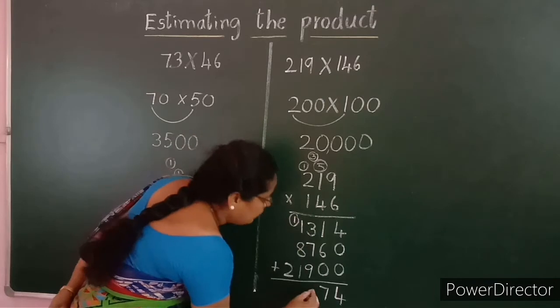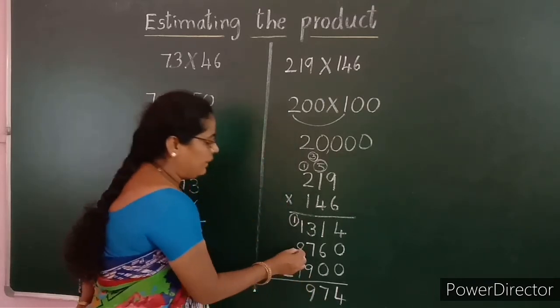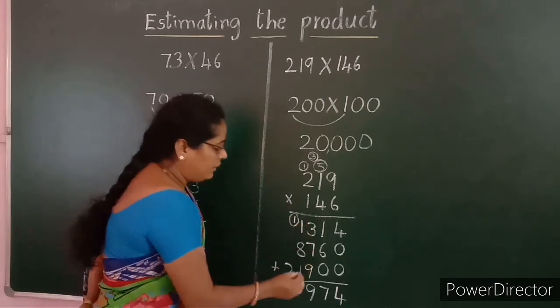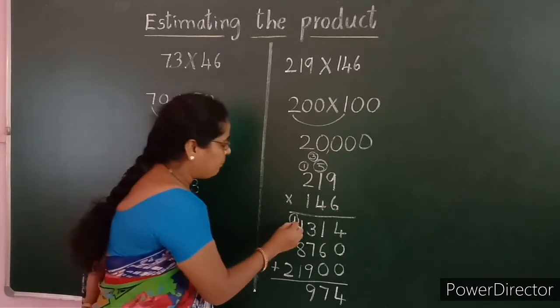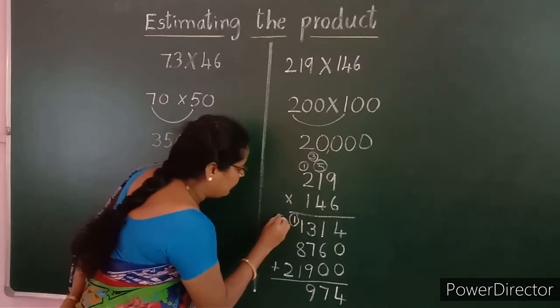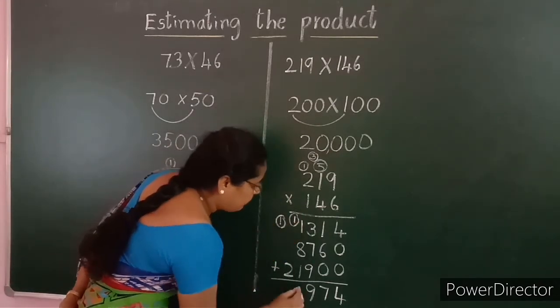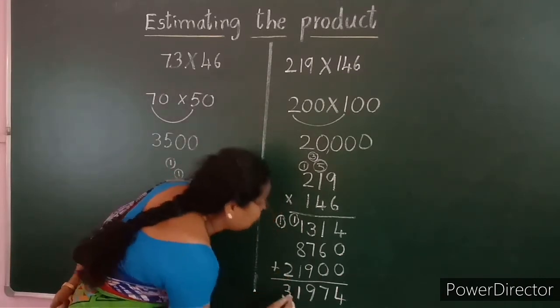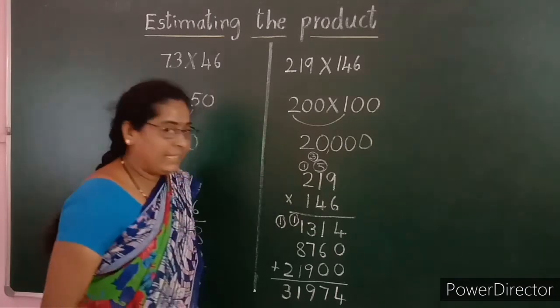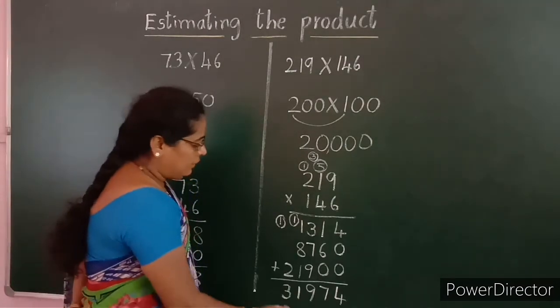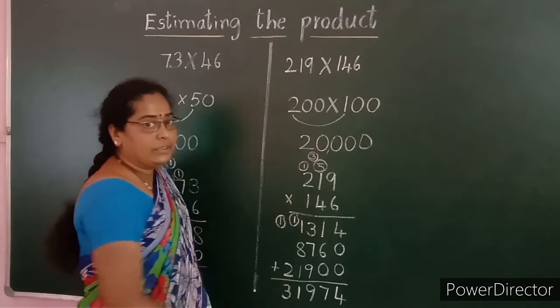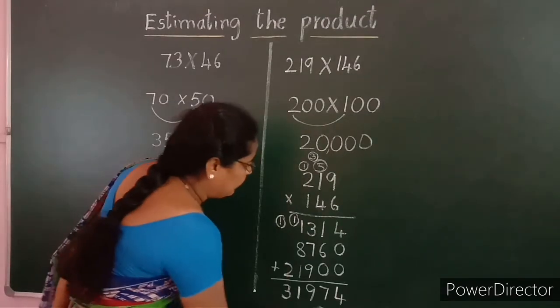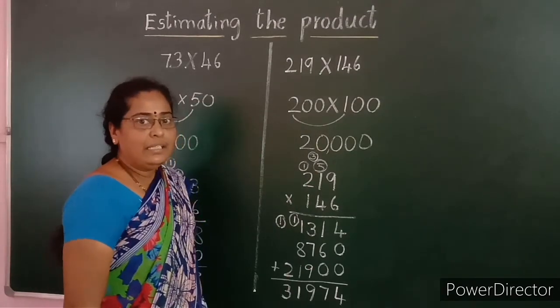1 carry, 9 here. 8 plus 1, 9. 9 plus 1, 10. 10 plus 1 carry, 11. Now, 2 plus 1, 3. So our estimated product is 20,000 and our actual product is 31,974.